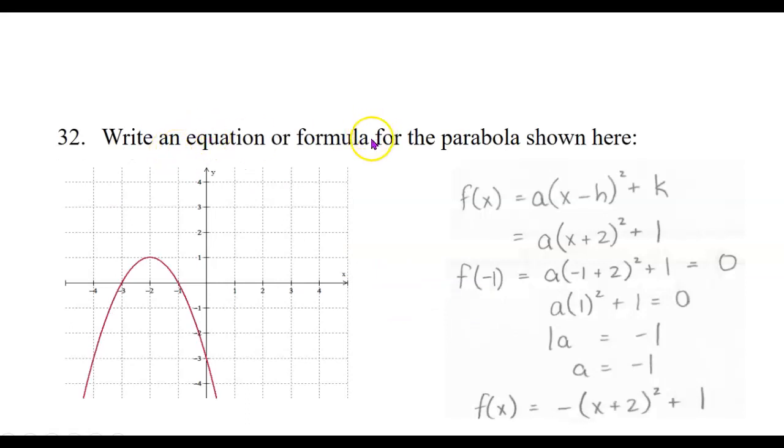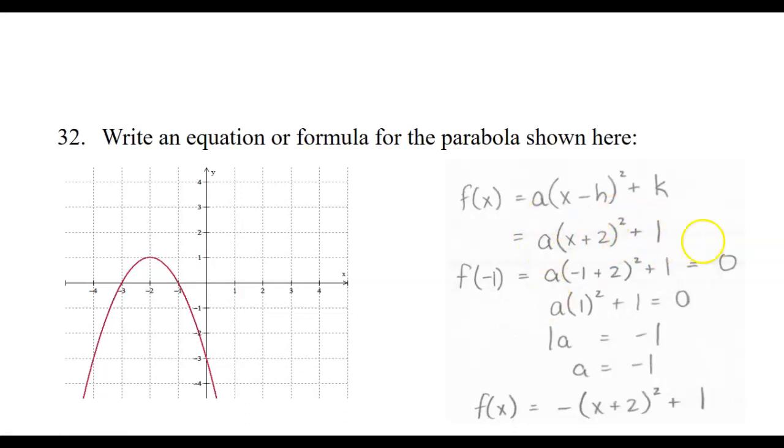Number 32, write an equation or formula for the parabola shown here. We start with f of x equals a times (x minus h) squared plus k, and we fill in the numbers for h and k that are the coordinates of the vertex. So negative 2 for the x coordinate and positive 1 for the y coordinate. So the function looks like some number, we don't know yet what it is, times (x plus 2) squared plus 1.